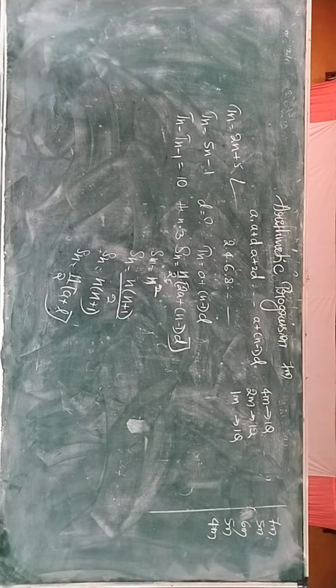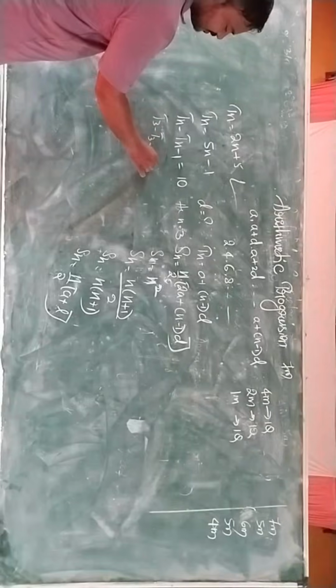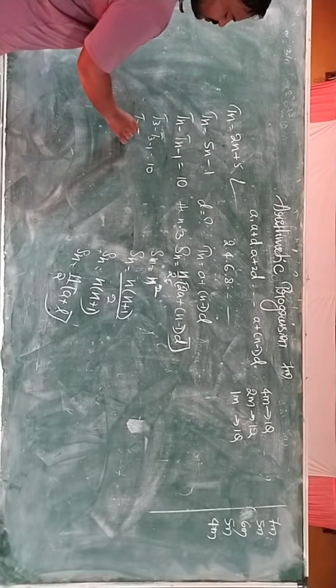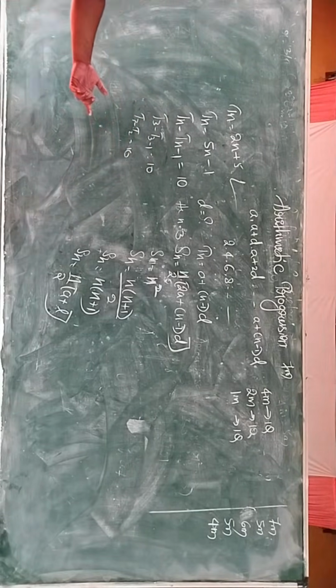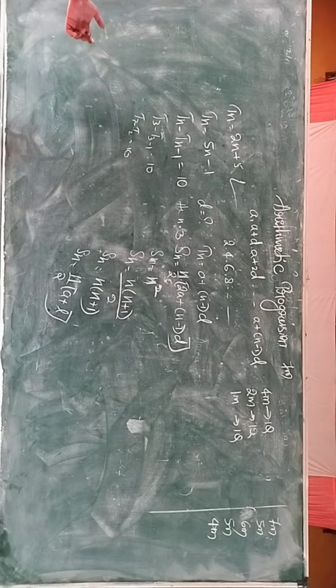Got it? Not the first term, the common difference. So very simple. T3 minus T2 is equal to 10. T3 minus T2 is nothing but what? D, the common difference. Okay? Yes, sir. Note an example.